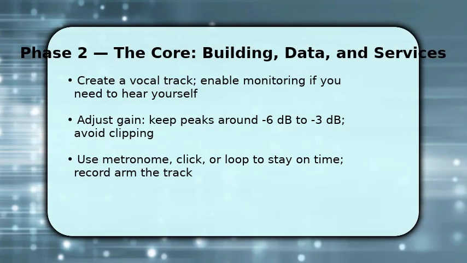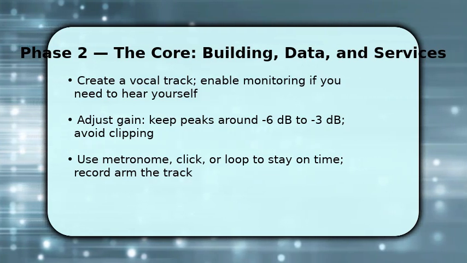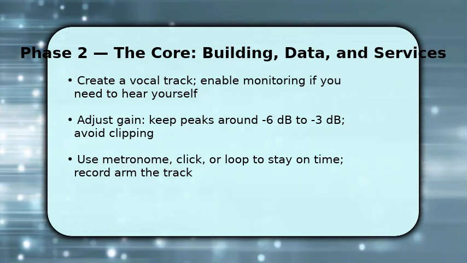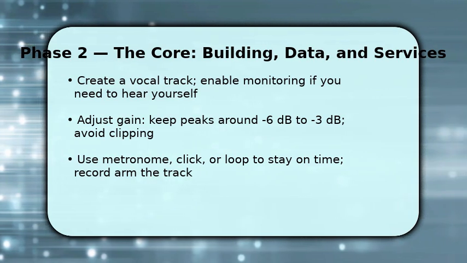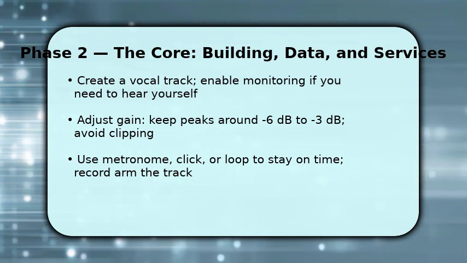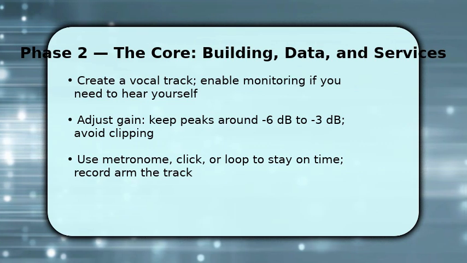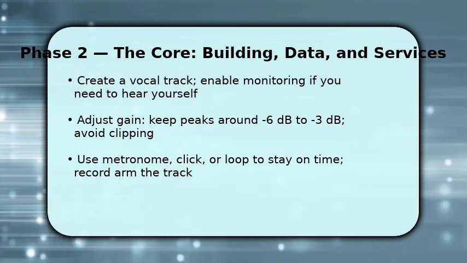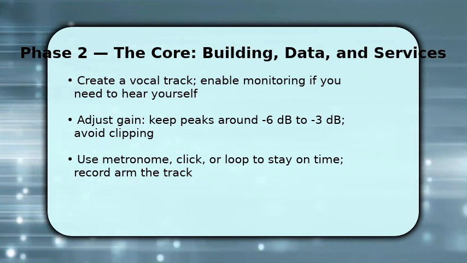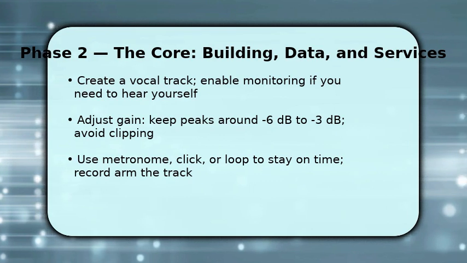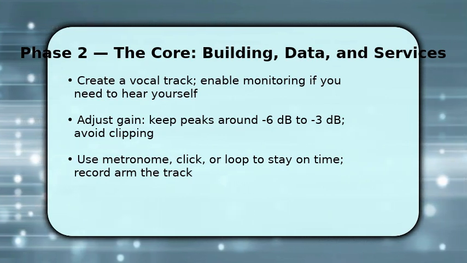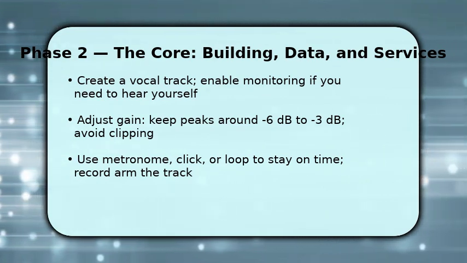Now you set levels and prepare to record so your takes are usable. First, arm the vocal track for recording and enable monitoring only if latency is acceptable. This lets you hear yourself. Adjust the input gain so peaks sit near -6 to -3 dB to preserve headroom and avoid clipping. That's why you control either the mic preamp or system input.